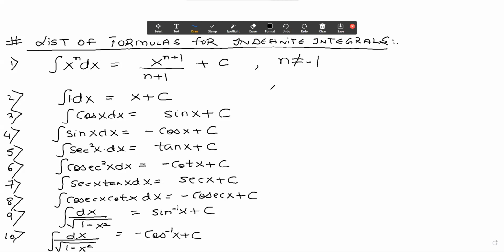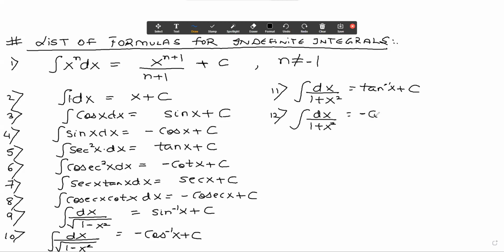Then 11th formula, integral of dx upon 1 plus x square is tan inverse x plus c. I can also write integral dx upon 1 plus x square is minus cot inverse x plus c.